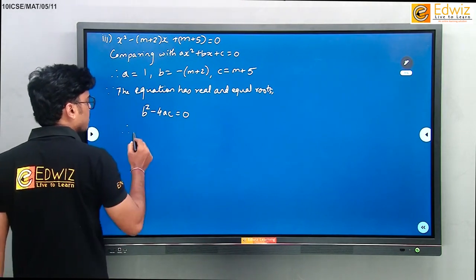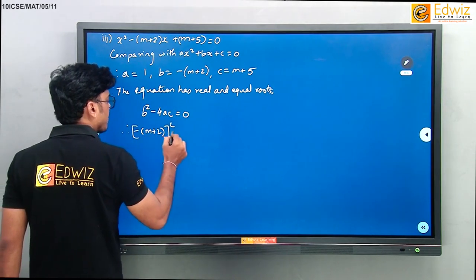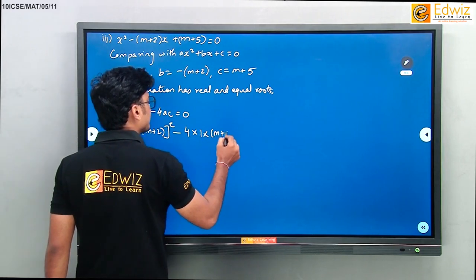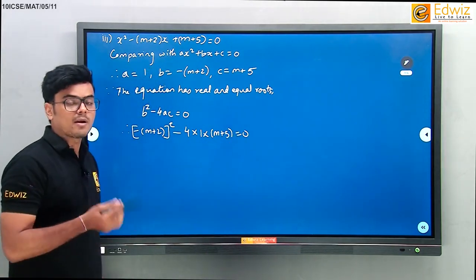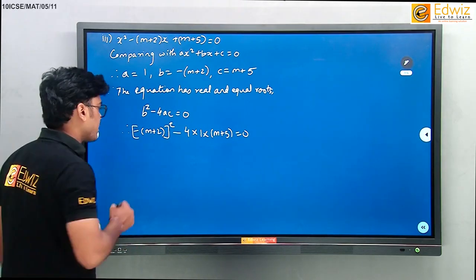Substitute the values. Minus m plus 2 the whole square minus 4 into 1 into m plus 5 equal to 0. As you can see, when we simplify this, you will get a quadratic equation, yet another quadratic equation. So we will get two values of m here.